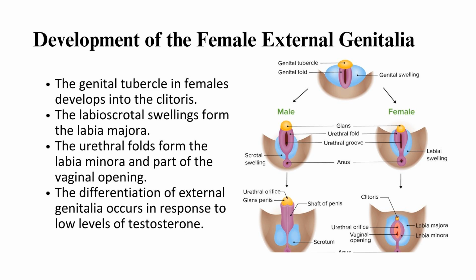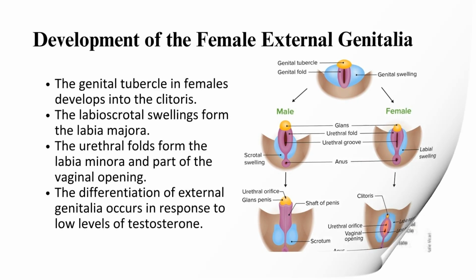Urethral folds. The urethral folds, located beneath the genital tubercle, fuse in females to form the labia minora, the inner folds of the vulva. In males, these folds fuse to form the shaft of the penis. Vaginal opening. The vaginal opening develops from the urogenital sinus, an area that forms the lower part of the vagina. This area also contributes to the formation of the urethra.